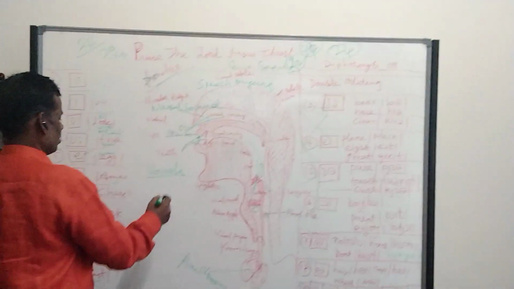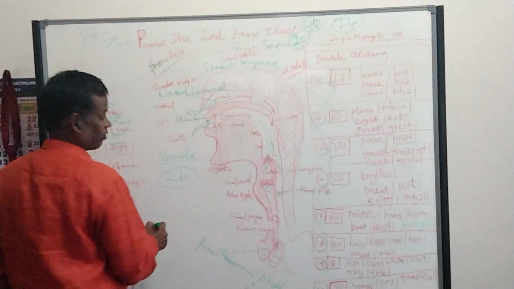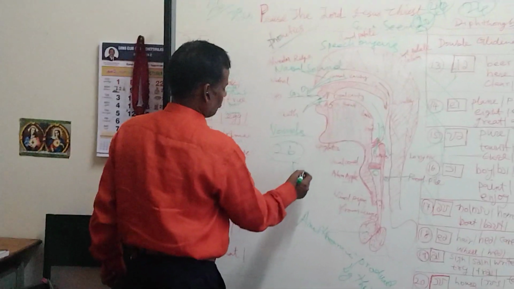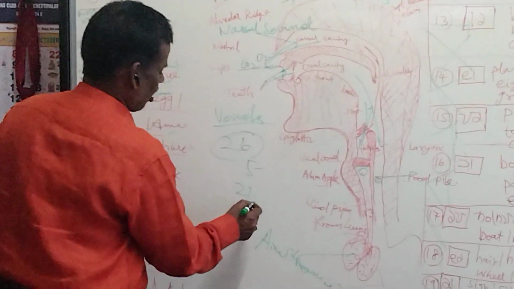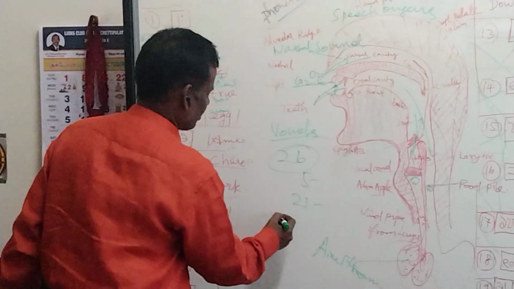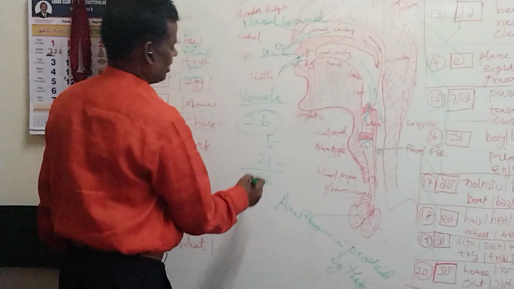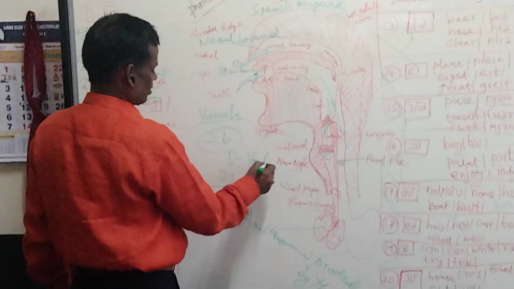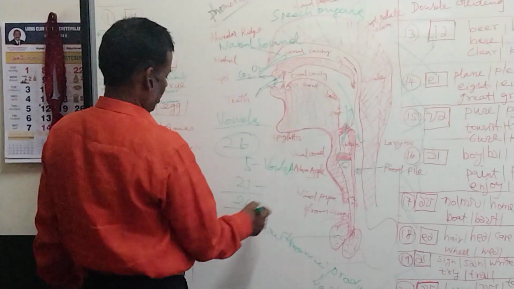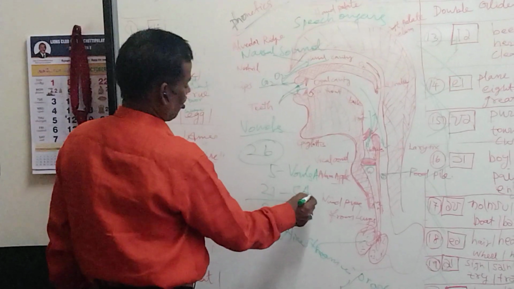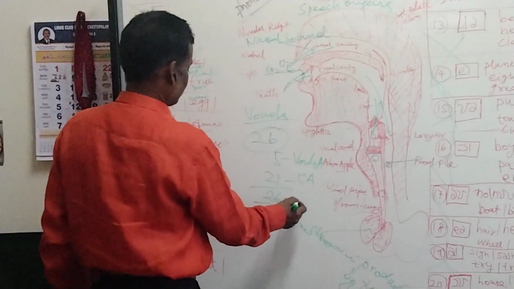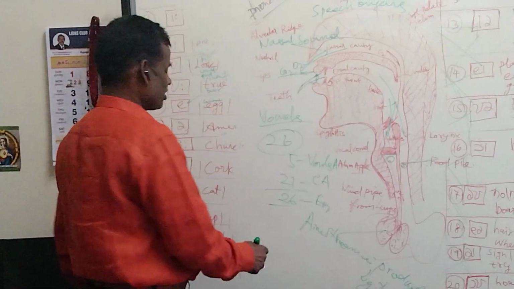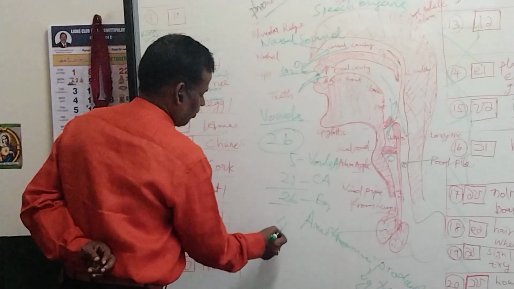Already we know there are 26 alphabets in the English language. Of these, 5 are vowel alphabets and 21 are consonant alphabets. Totally, we have 26 alphabets in the English language. These 26 alphabets produce 44 sounds.